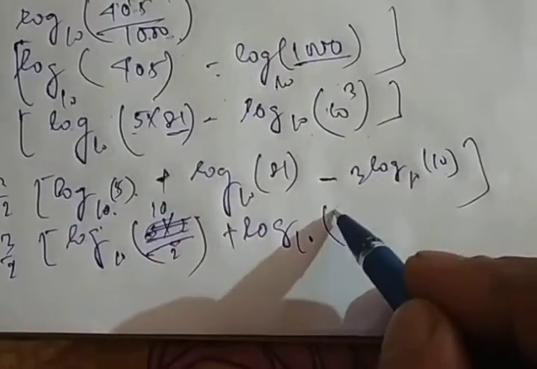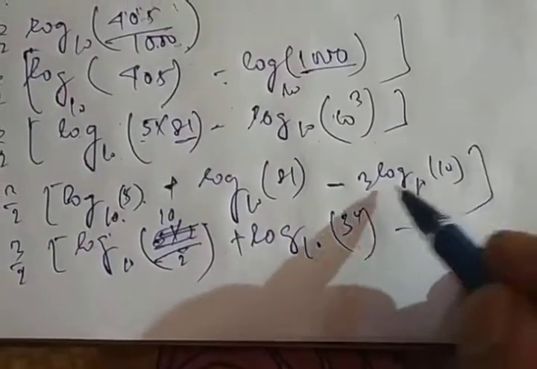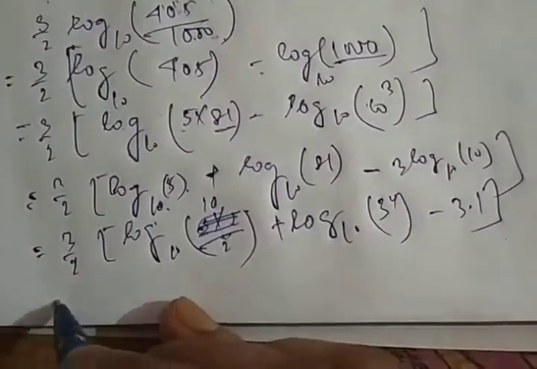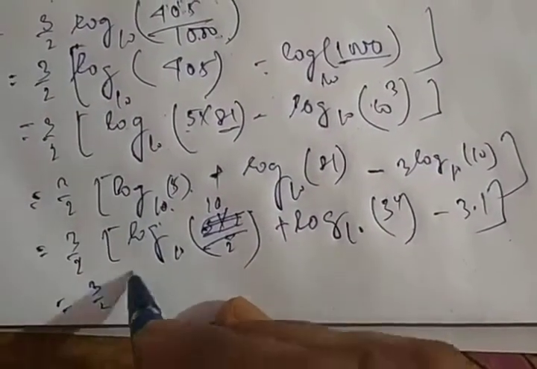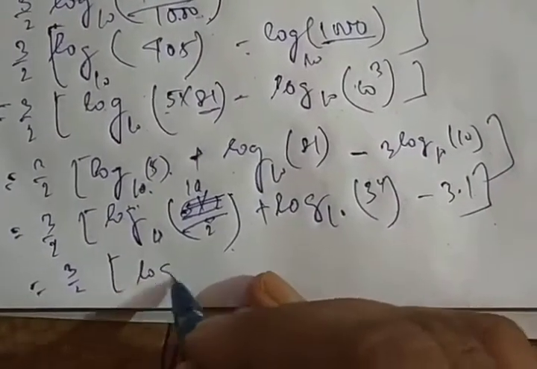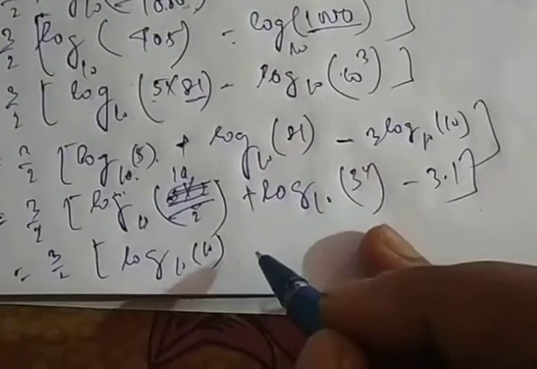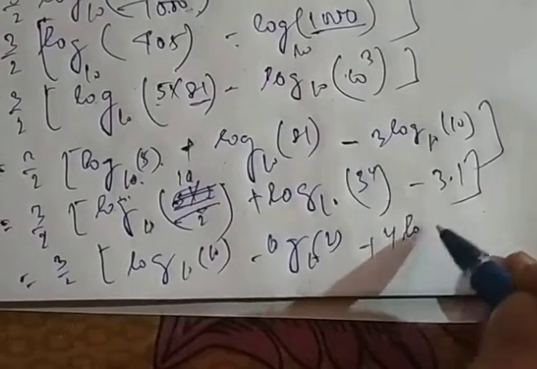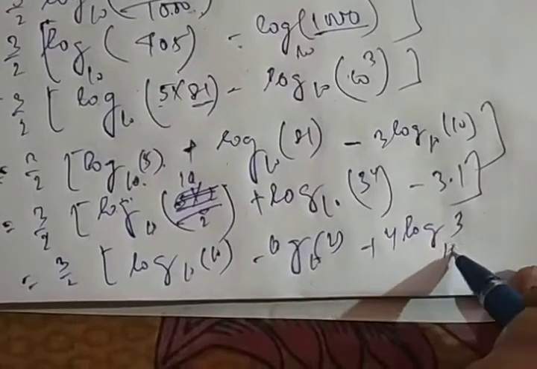log 10 81 can be written as 3 to the power 4, minus 3 into log 10 with respect to base 10, which is 1. And 3/2 is in m by n form also, so log 10 base 10 minus log 10 with respect to base 2 plus 4 log 3 with respect to base 10 minus 3.